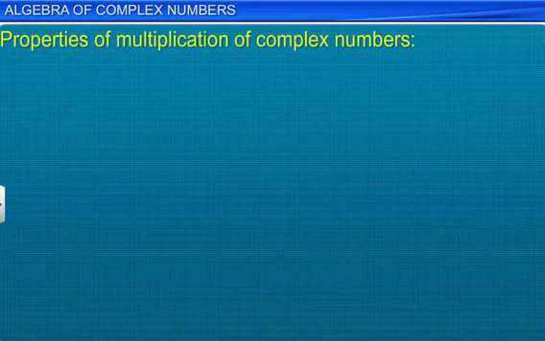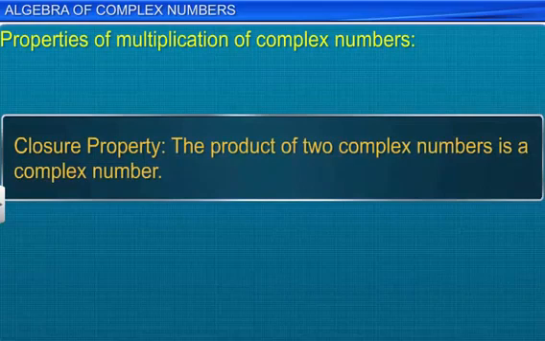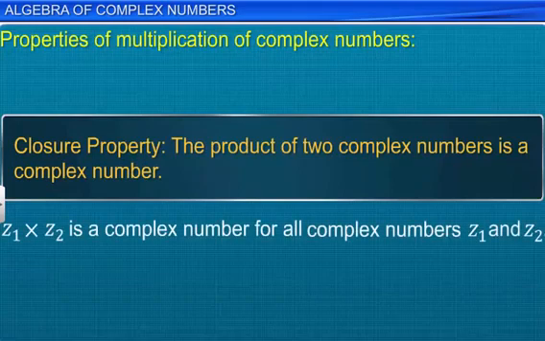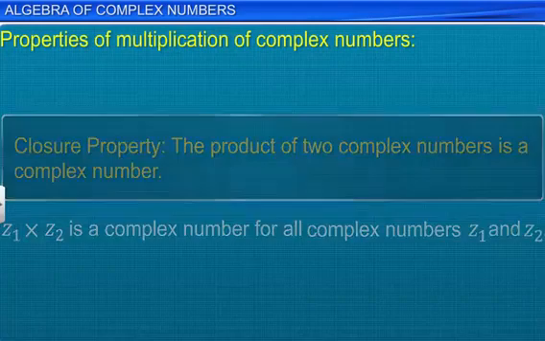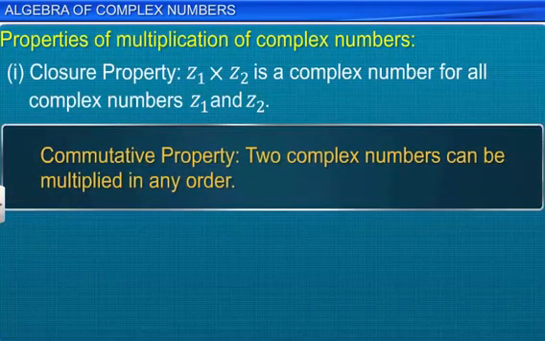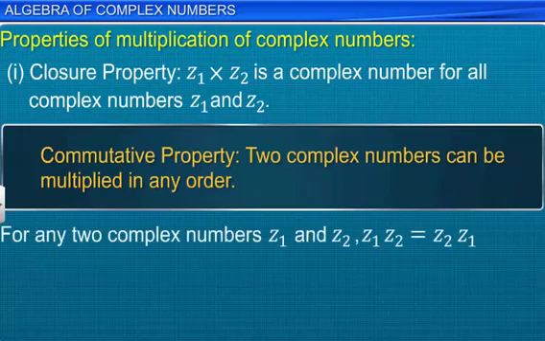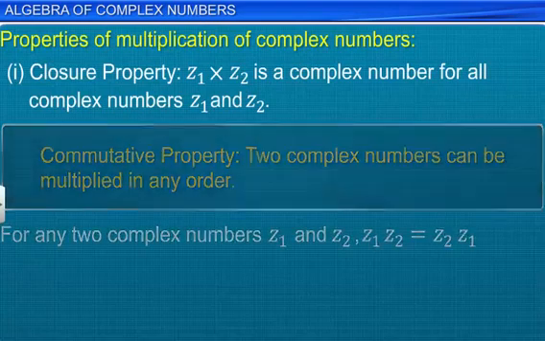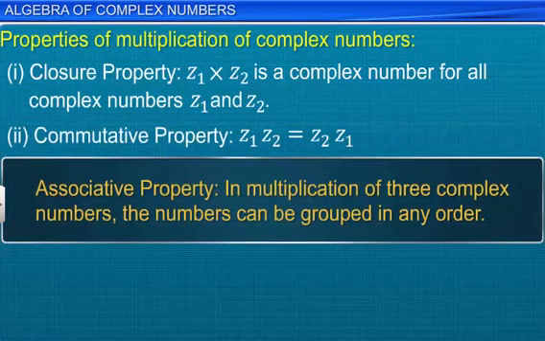Let's look at the properties of complex numbers under multiplication. On multiplying two complex numbers, the product is also a complex number. This means that complex numbers are closed under multiplication. The commutative property of multiplication states that two complex numbers can be multiplied in any order. The associative property of multiplication of three complex numbers states that the numbers can be grouped in any order.